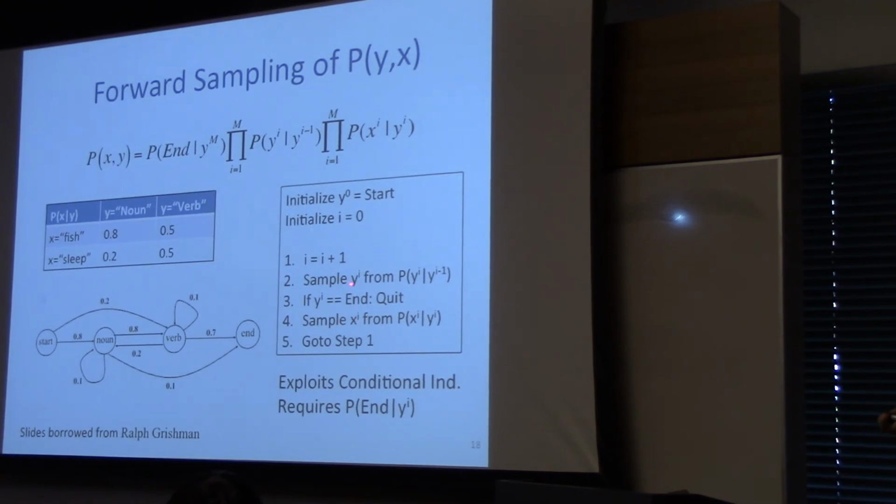Otherwise, given the sample, you sample an x from p of x given y, which is one of these columns. And then you go back to step 1, increment your word counter, your token counter in the sequence, and repeat this process until you've sampled the end state. And this defines a legitimate sampling process that generates samples from this distribution.